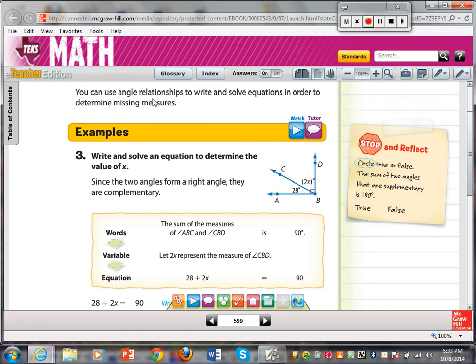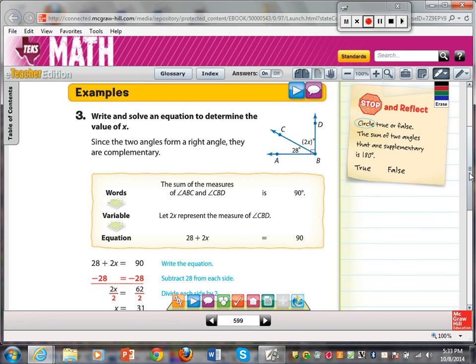You can use angle relationships to write and solve equations in order to determine a missing measure. So there it is again, write and solve an equation. And you've seen this before already, so we're just going to continue with that. Example number 3. Write and solve an equation to determine the value of x. So here we go again.